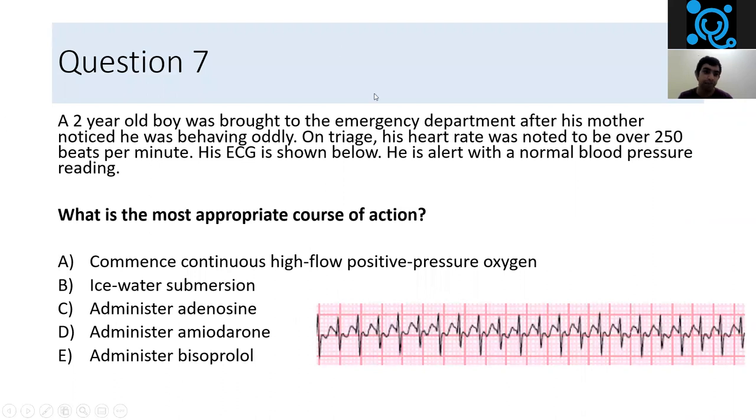So question 7, a 2-year-old boy was brought to the emergency department after his mother said he was behaving oddly. On triage, his heart rate was found to be over 250 beats per minute. His ECG is shown below. He's alert with a normal blood pressure reading. What is the most appropriate course of action?